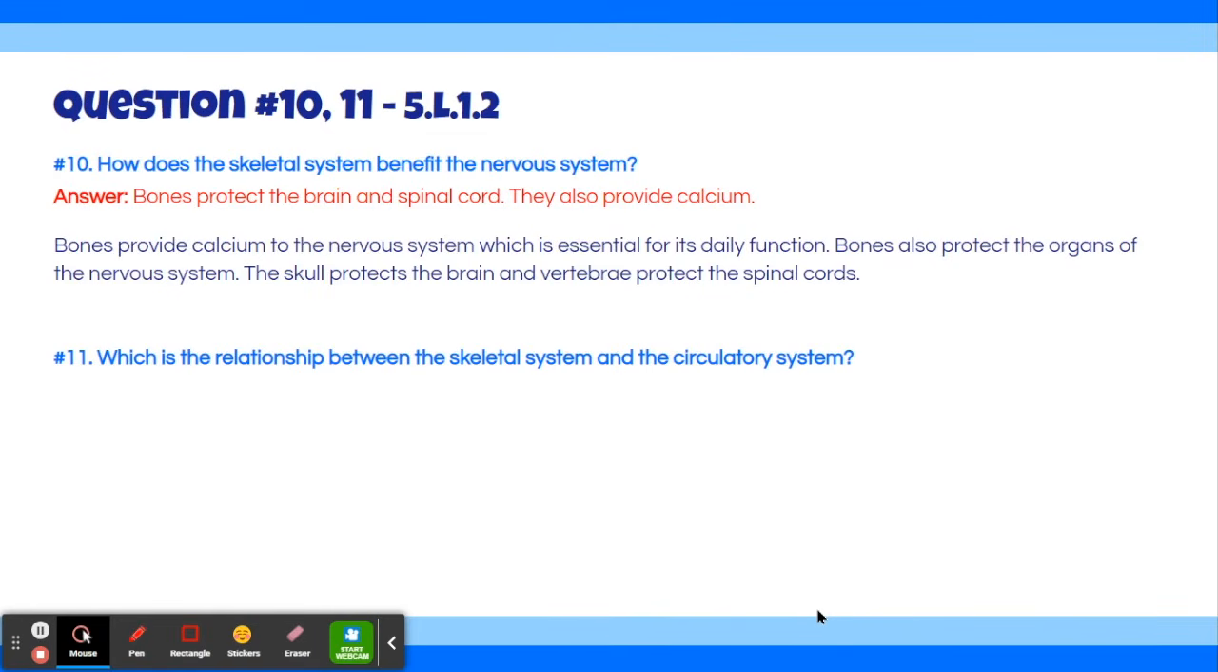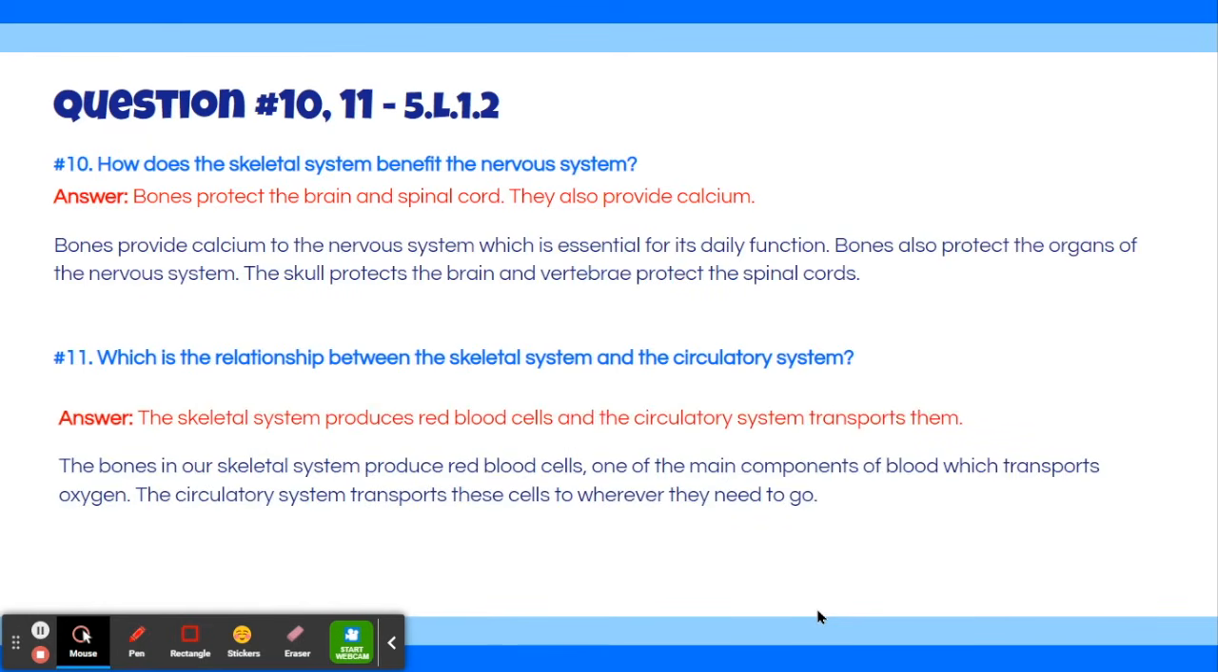Number 11, what is the relationship between the skeletal system and the circulatory system? The skeletal system produces red blood cells, and the circulatory system transports them. The bones in our skeletal system produce red blood cells, one of the main components of blood, which transports oxygen, so the circulatory system transports these cells to wherever they need to go.